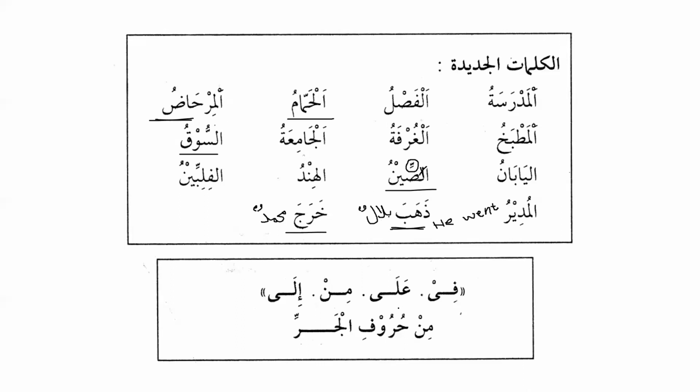Fi, ala, min, and ila, min hurufil jarri. The Shaykh is telling us that fi, in, ala, on, min, from, and ila, to are the prepositions. They are prepositions, and in Arabic we call them huruf al-jar.